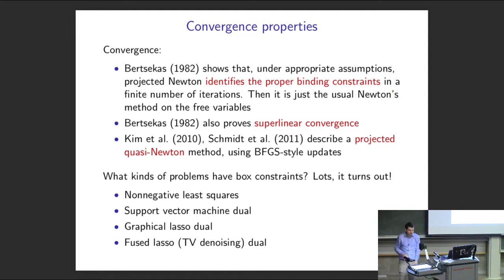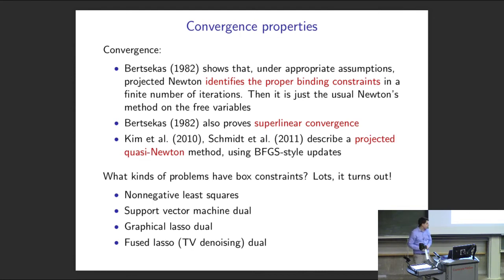The paper also proves superlinear convergence, but this method has gotten quite a bit of traction in recent years, both because it's been used with quasi-Newton methods as well. People have extended this, like everything else we do, to quasi-Newton methods. But also, it turns out that a lot of problems that we care about do have box constraints, and just box constraints. So a lot of things like non-negative least squares, like a lot of actual dual problems. Like the L1 problem: L1 is not a box constraint problem, but its dual actually is.